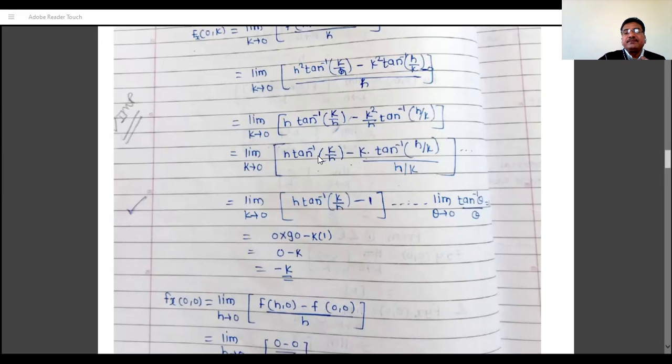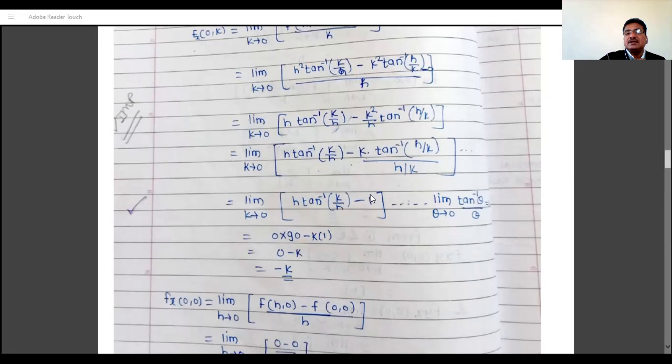So h tends to 0, then this tends to 0 because h is 0. And the limit of this factor is 1 as h tends to 0 by using this rule: tan inverse theta by theta is 1, if theta tends to 0. So as h tends to 0, then tan inverse h by k also tends to 0. So theta tends to 0 means tan inverse h by k divided by h by k, this limit is 1. And limit of k is itself k, because limit is h tends to 0. So write it here k, correction is k, then h tan inverse and its limit is 0.